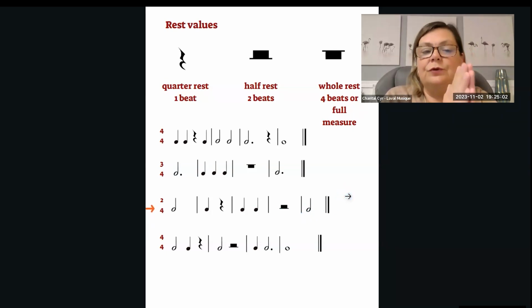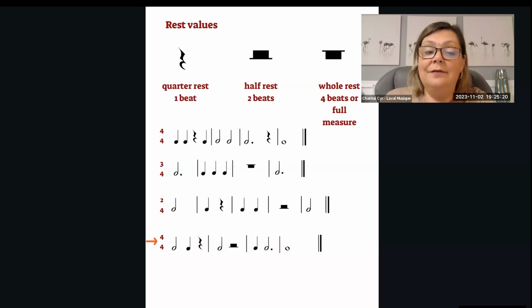1, 2. La, la, sh, la, la, sh, sh, la. Got that? Makes sense? Let's try the bottom line, sorry.